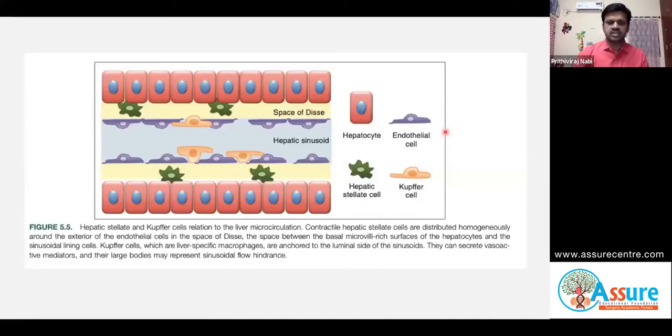This is the diagram showing the relation of the hepatocytes to the hepatic sinusoids, and the space between is the space of Disse, which contains the hepatic stellate cells. As you can see, these are the Kupffer cells, which are the liver-specific macrophages. You can see the endothelial cells with fenestrae, and these form the sieve plate. There is an interaction between the hepatocytes, the endothelial cells, and the hepatic stellate cells, and direct secretion of vasoactive mediators goes into the hepatic sinusoids, and thereby they exert an action on them, which we will see later, and what the effects of it are.